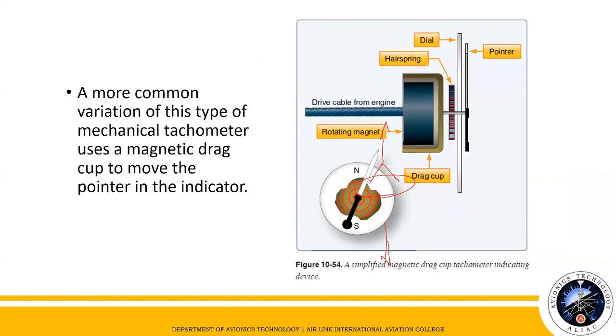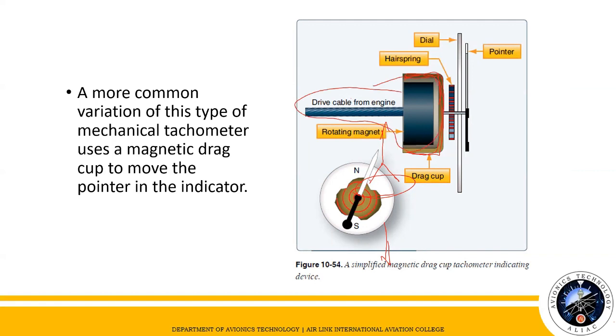So, a more common variation of this type of mechanical tachometer ay gumagamit ng magnetic drag cup. Ito yung drag cup niyan. Yung mismong outer portion. Nakikita nyo. To the movement in the pointer in the indicator. As the drive shaft turns, it rotates a permanent magnet in a close tolerance aluminum cup. Ito, yan yung rotating magnet. And nagro-rotate siya dito sa drag cup.